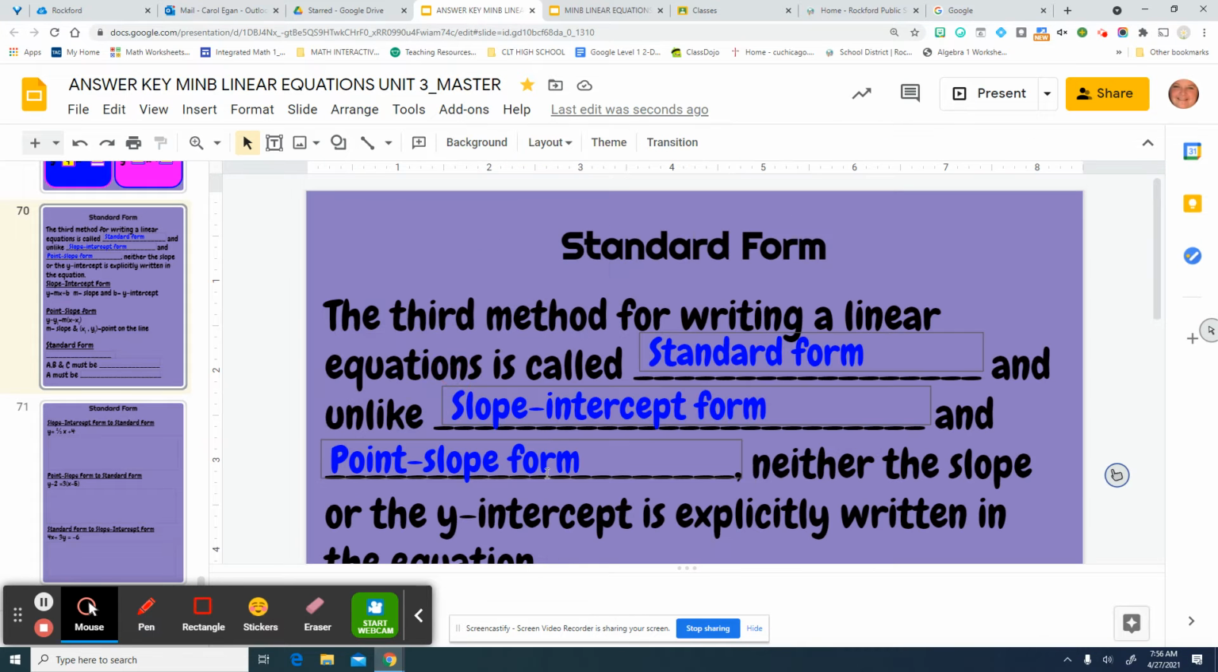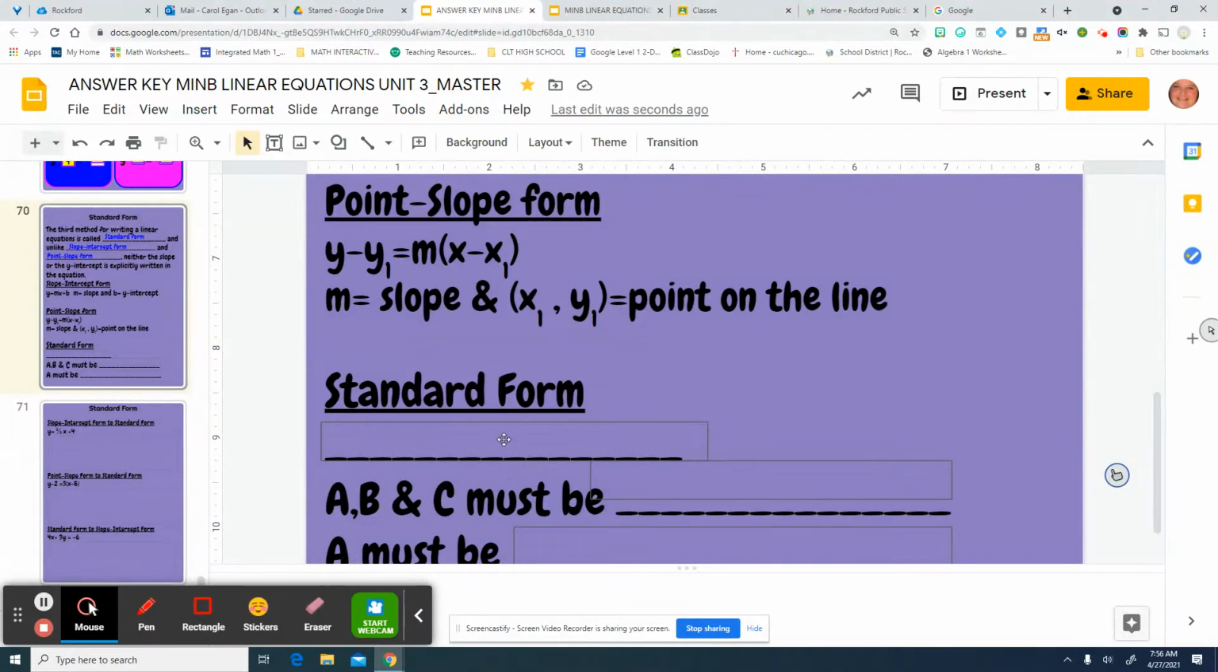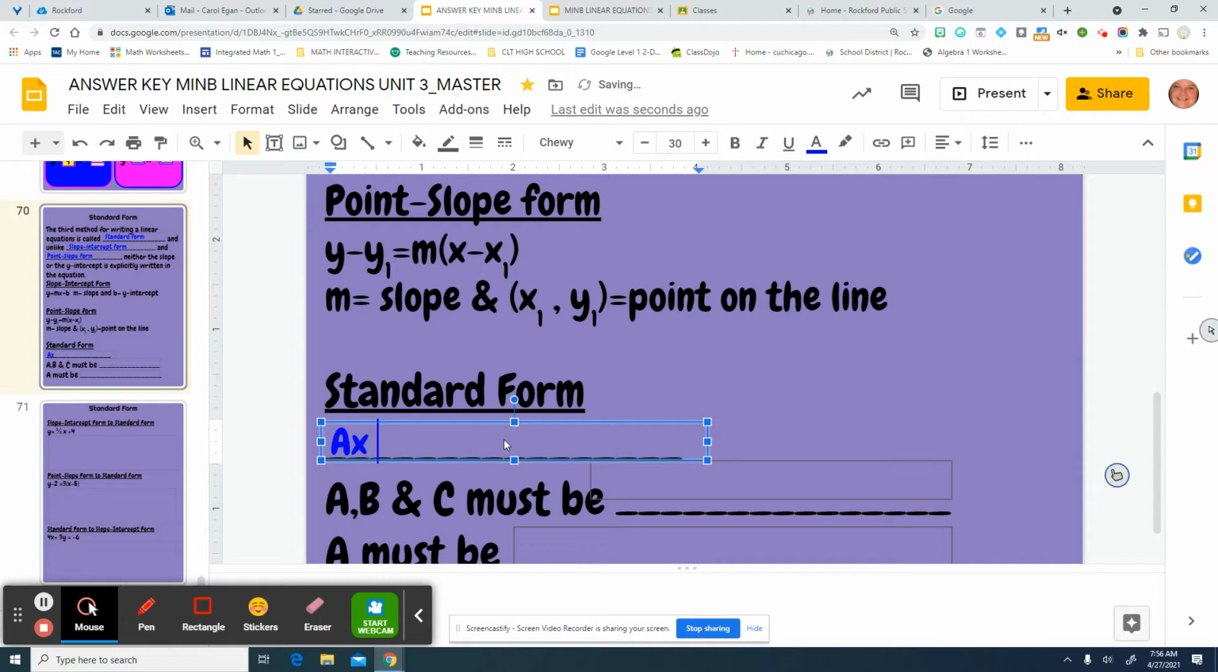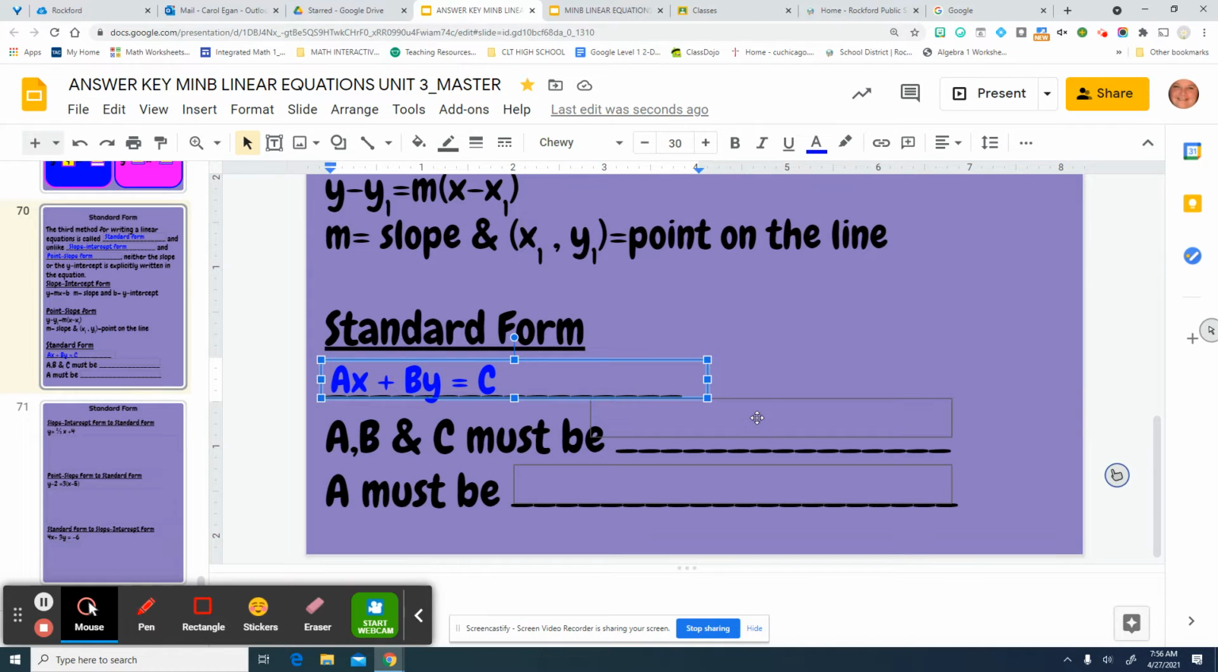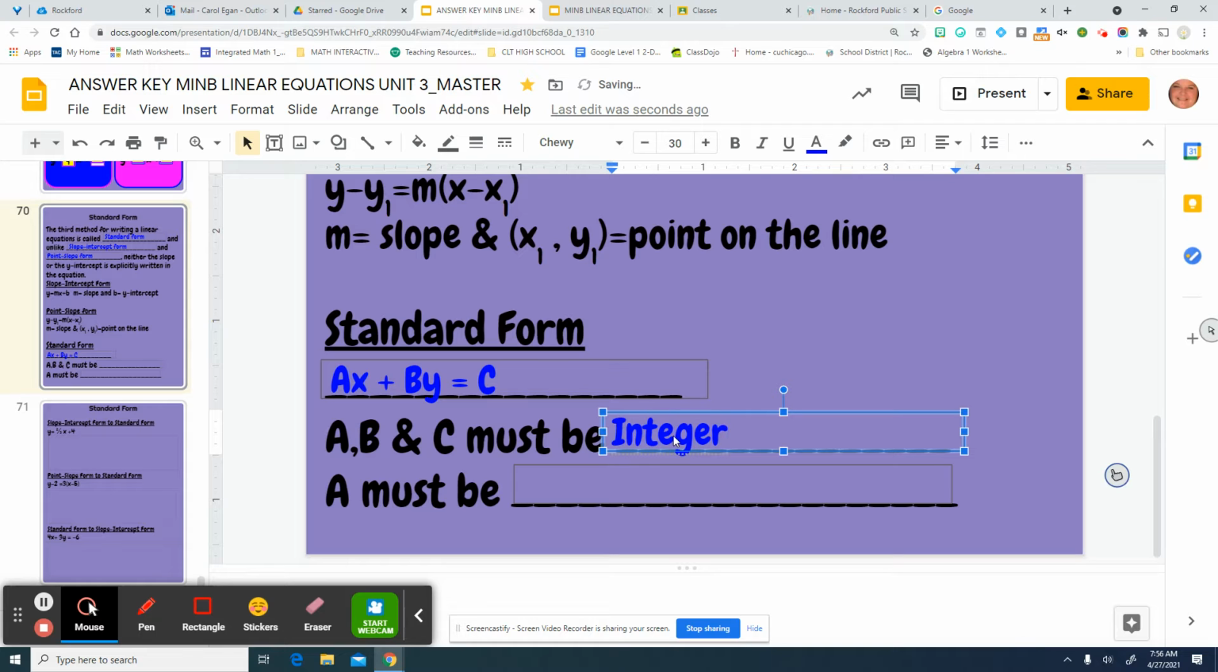So standard form is ax plus by equals c. And then there are rules that must be adhered to in order to be considered standard form. So a, b, and c must be integers. So you can't have a half, you can't have a decimal, you can't have any type of fractions. They need to be integers.